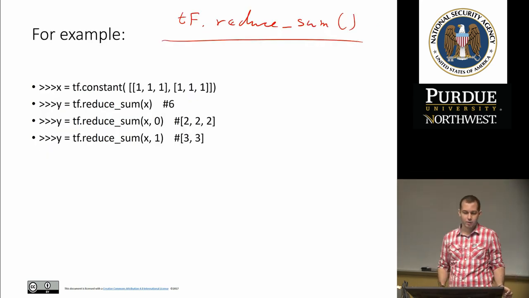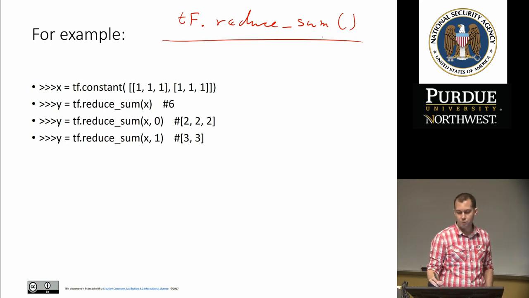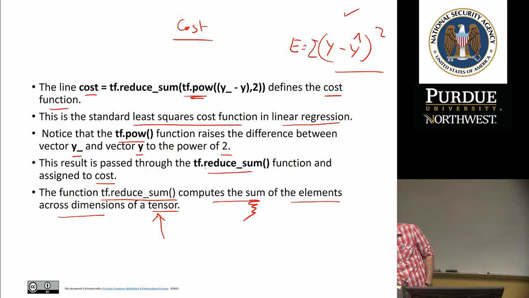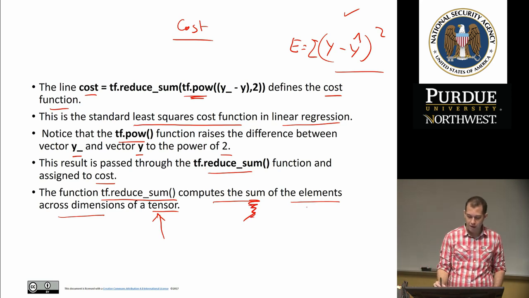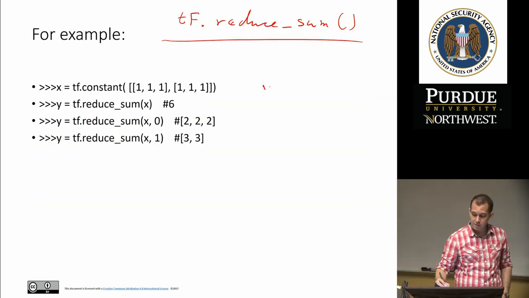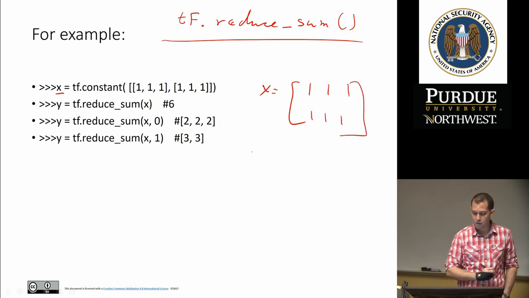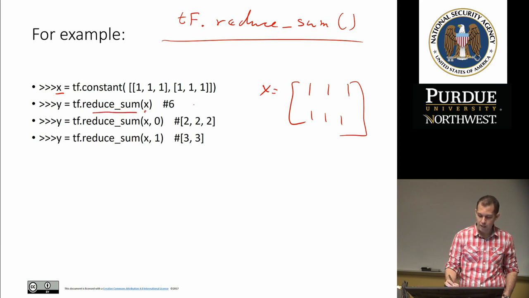So in this slide, we are going to discuss another one of those useful TensorFlow functions called TF reduce_sum. As we defined previously, it computes the sum of elements across dimensions of a tensor. Let's see how that works. Imagine we have x, a constant, which is a matrix of 1, 1, 1, 1, 1, 1. If we just do sum on all of x, the answer is 6. We just take the sum of all values.